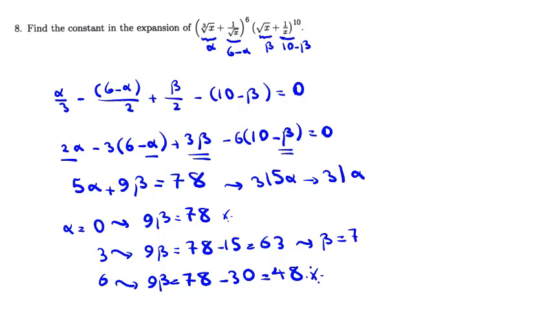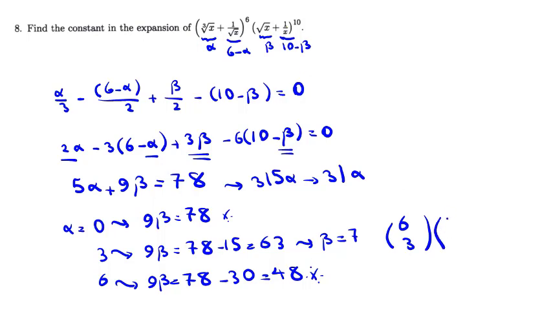So x will be cancelled, and the constant term is 6 choose 3 times 10 choose 7, because alpha is 3 and beta is 7. You can say 10 choose 7 or 10 choose 3. So it is our answer.